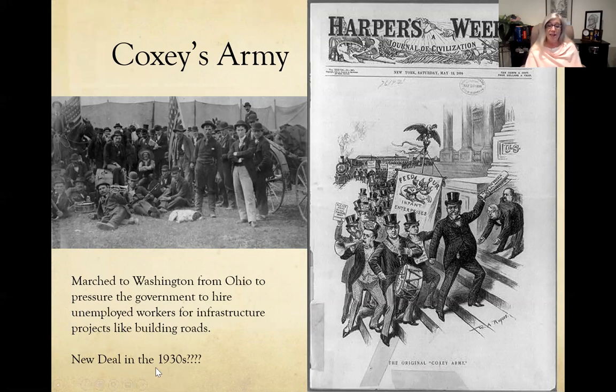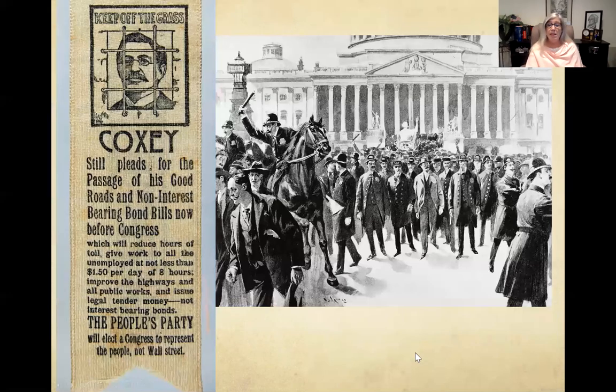So ultimately in the 1930s, we do see a situation that Coxey's Army wanted for themselves in the 1890s, and they didn't get it. So they want the government to hire them, put them to work, pay them a salary so that they're able to support themselves and their families. So Coxey's Army, it doesn't happen. And when they march on Washington, they're met with a lot of resistance.